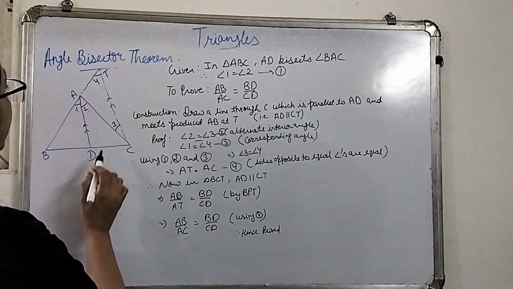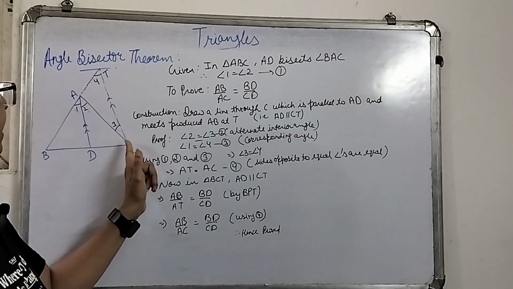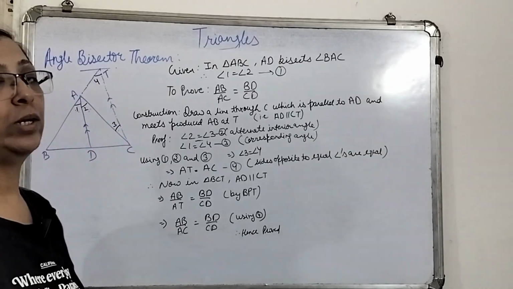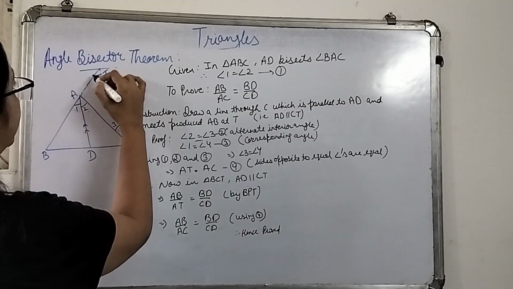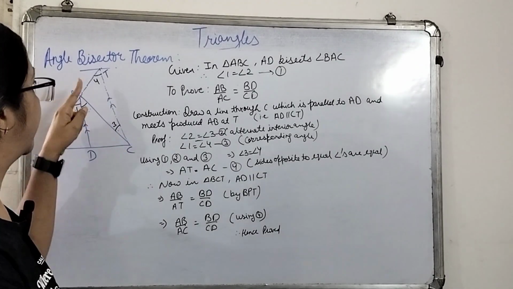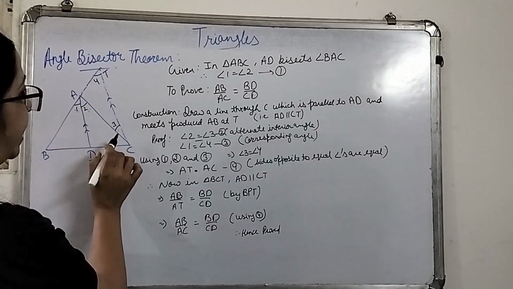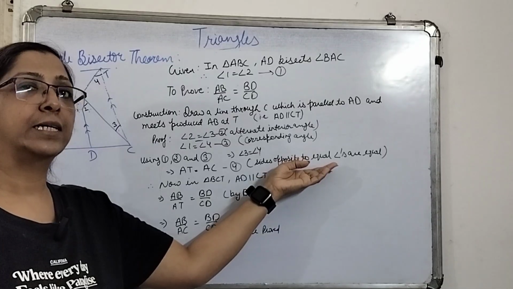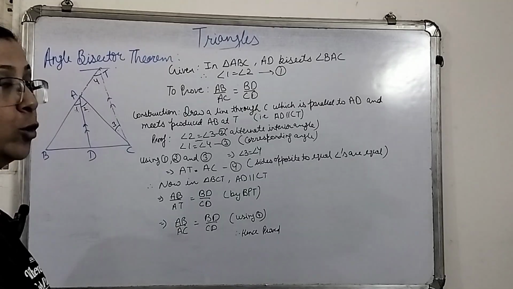When these angles are equal, if we see the triangle ATC, in this triangle angle 4 is equivalent to angle 3, and we know that sides opposite to equal angles are also equal. That means the side opposite angle 3, that is AT, and the side opposite angle 4, that is AC, will be equal to each other. Because angle 3 is equivalent to angle 4, that's the reason AT will be equivalent to AC. Hope it is clear till now.